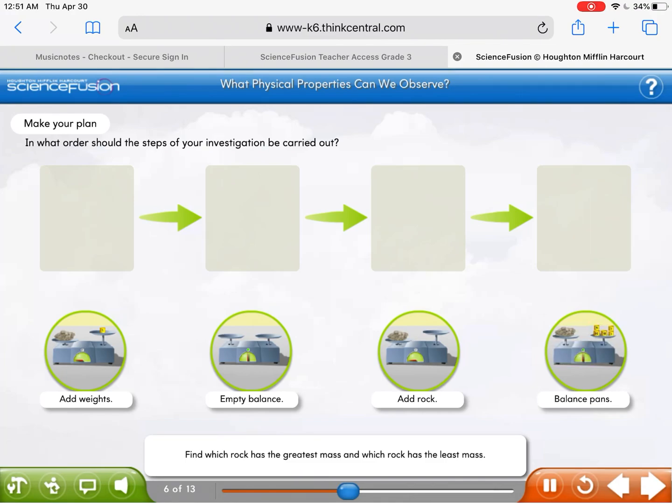Find which rock has the greatest mass and which rock has the least mass. Arrange the images in order to show how your investigation will be carried out.